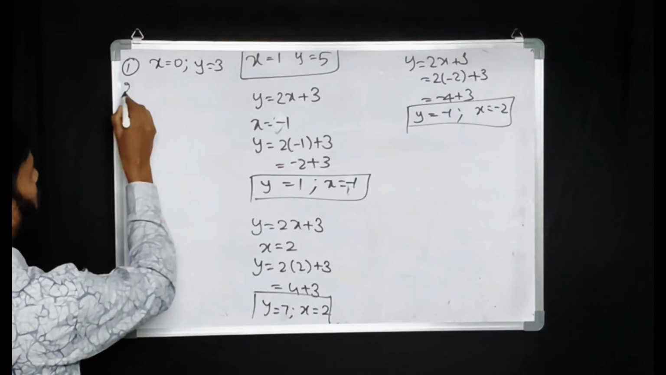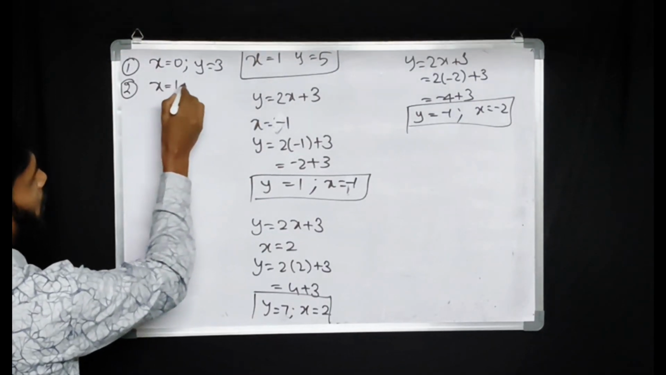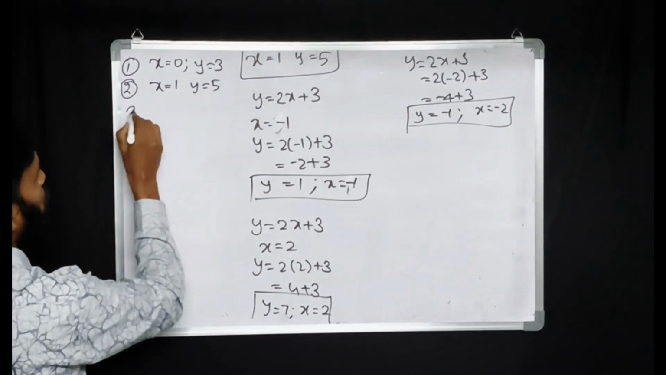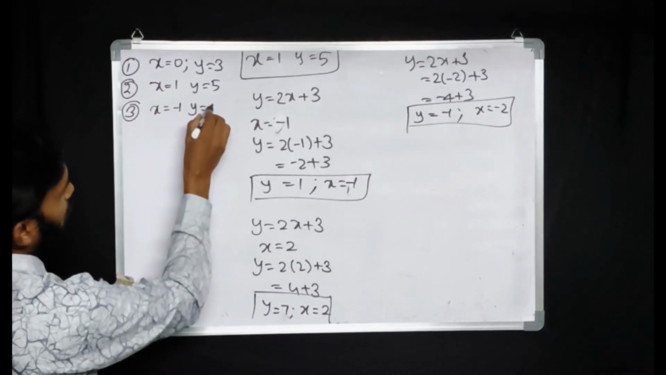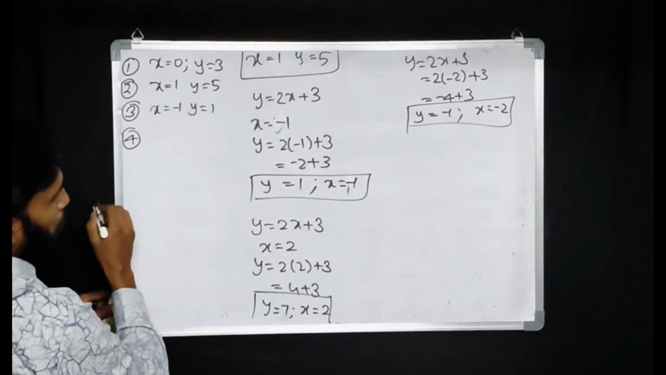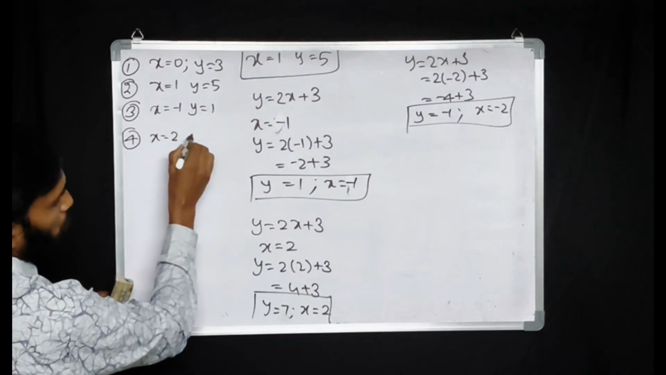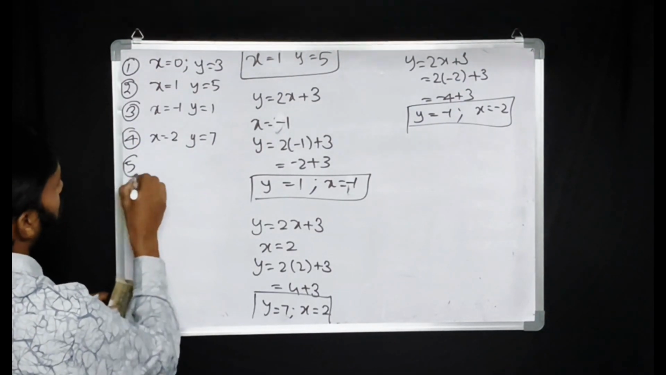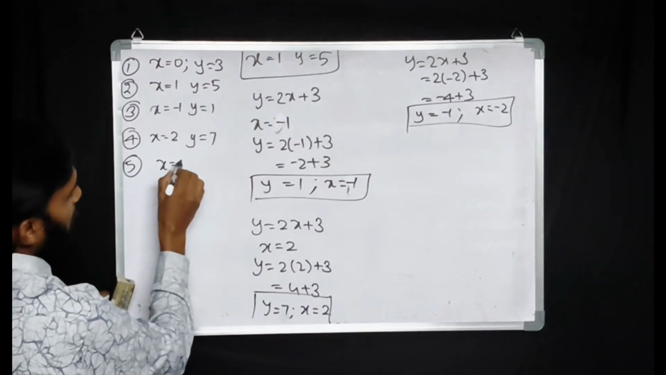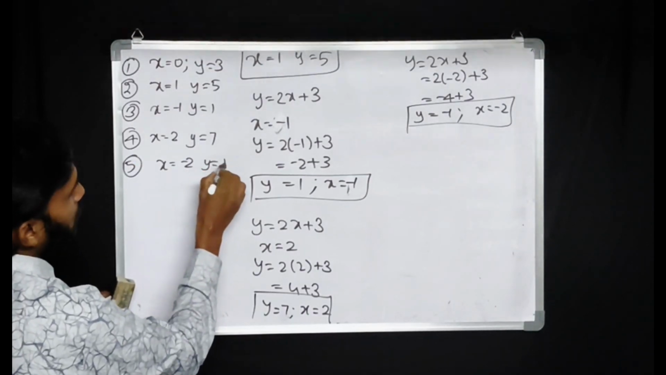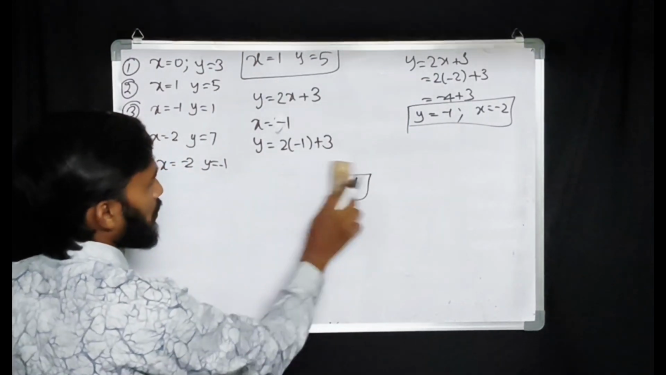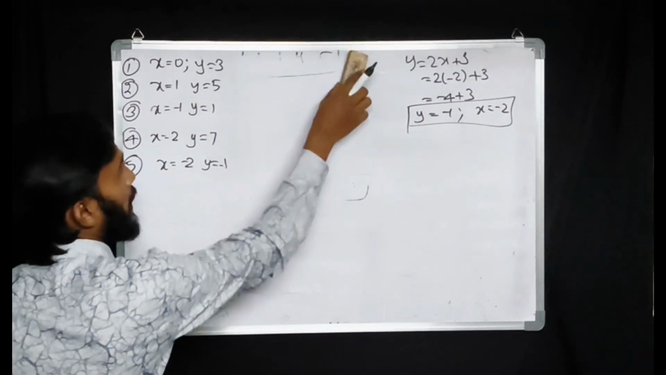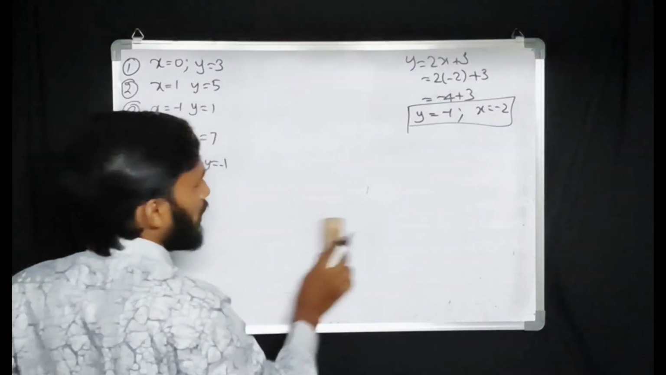What is the second point? x is equals to 1, y is equals to 5. Third point, x is equals to minus 1, y is equals to 1. Fourth point, x is equals to 2, y is equals to 7. Fifth point, x is equals to minus 2, y is equals to minus 1. So these are the points we got by substituting some values in x.